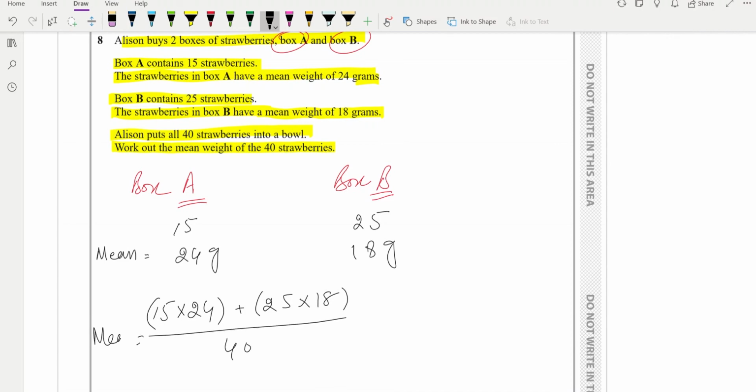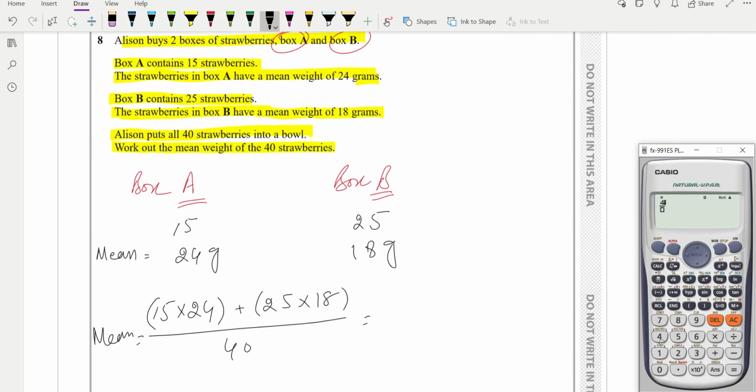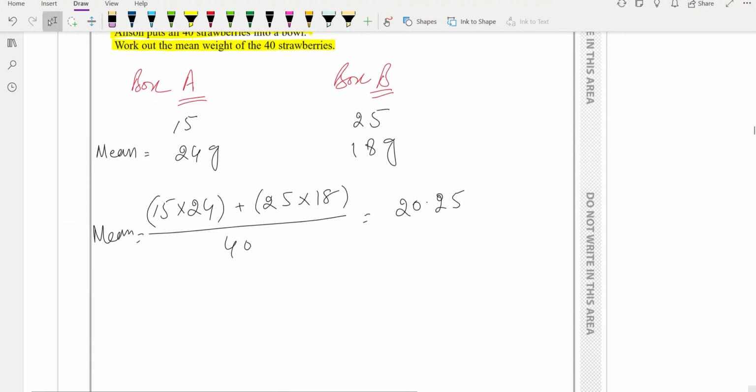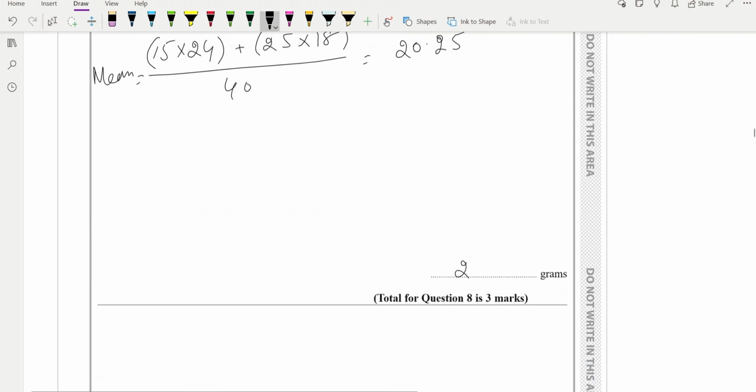So the mean of the total 40 will be equal to: we can calculate 15 multiplied by 24 plus 25 multiplied by 18, divided by 40, and this is equal to 81 over 4. With the decimal we can write 20.25, so 20.25, this will be the mean in grams.